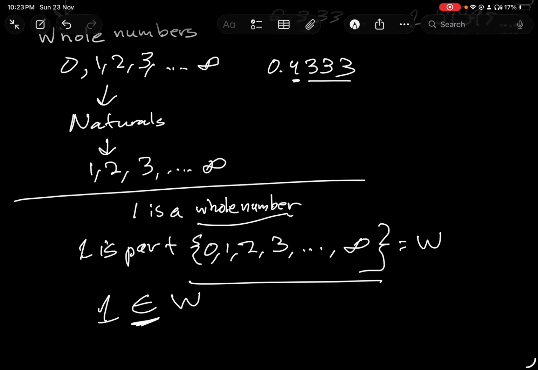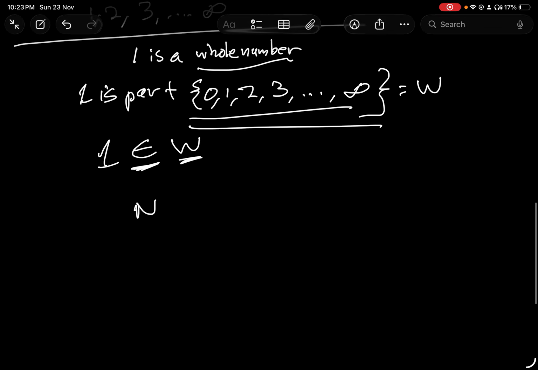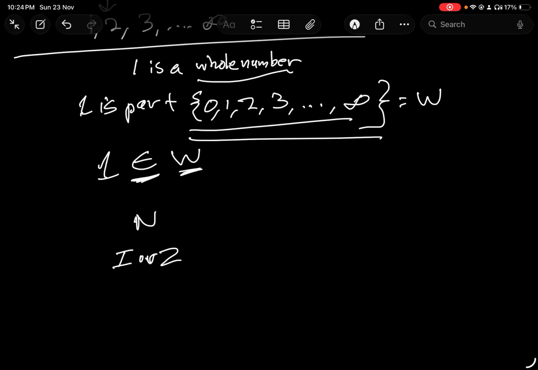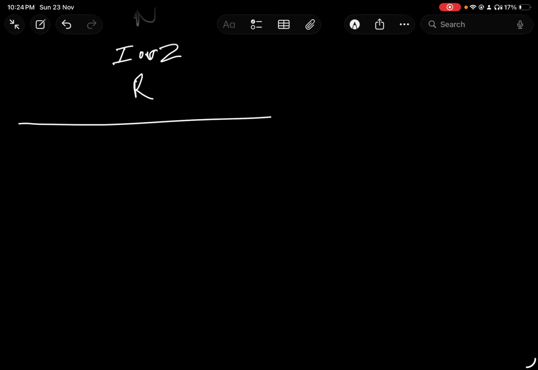This is a belongs to symbol which indicates that this is part of the set of whole numbers, where W represents the entire set of whole numbers. So W always represents whole numbers, unless stated otherwise. Same with natural numbers. The set of natural numbers is indicated by N. The set of integers is indicated by either I or Z. The set of real numbers is indicated by R. And yes, that's all.